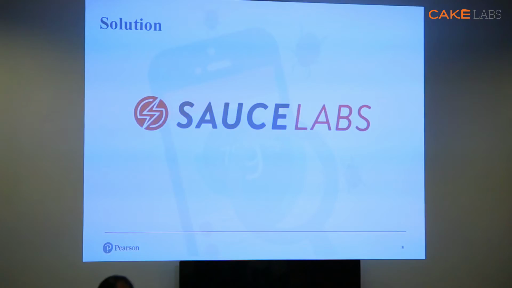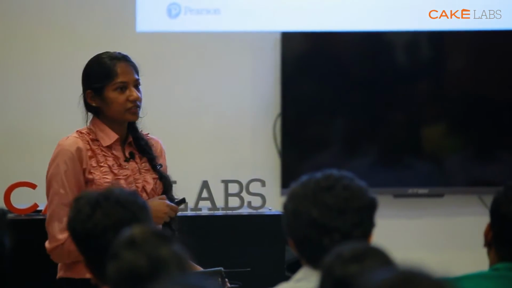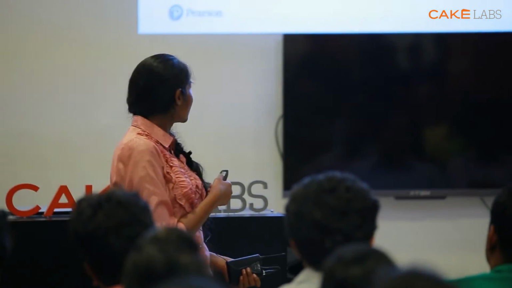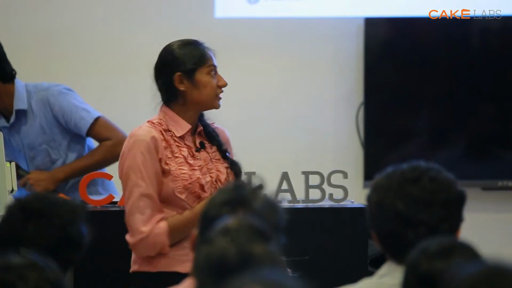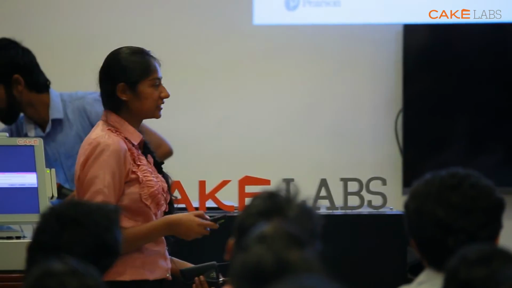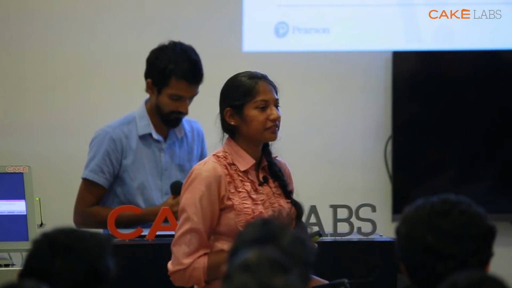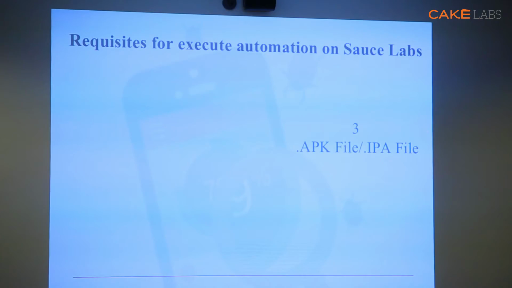What we need in order to integrate our automation script with Sauce Labs is, first, we need to have automation code. The tools and techniques used for this one are similar to what I explained earlier. Then we need to have a Sauce Labs account. And then we need to have the .apk file or the .ipa file.